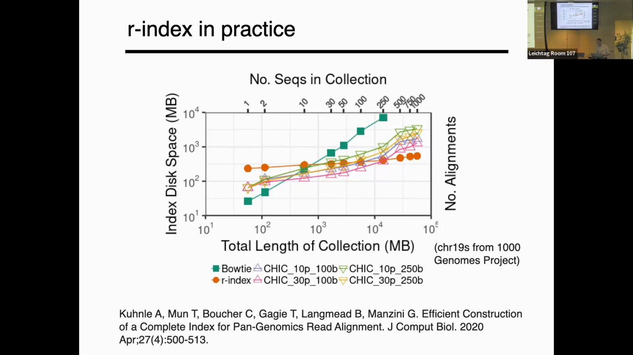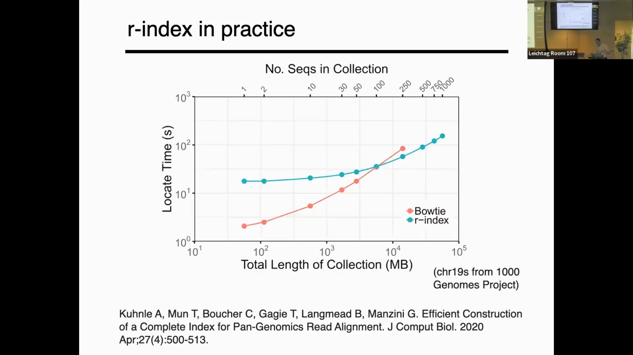Eventually, the R-index strategy won. We also did a comparison, as I was just saying, based on timing, where we asked Bowtie and R-index to do combined match and locate queries for a bunch of patterns. And then we timed how long it took.